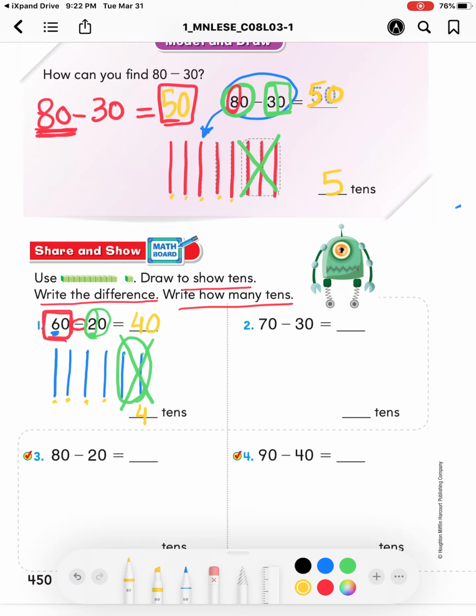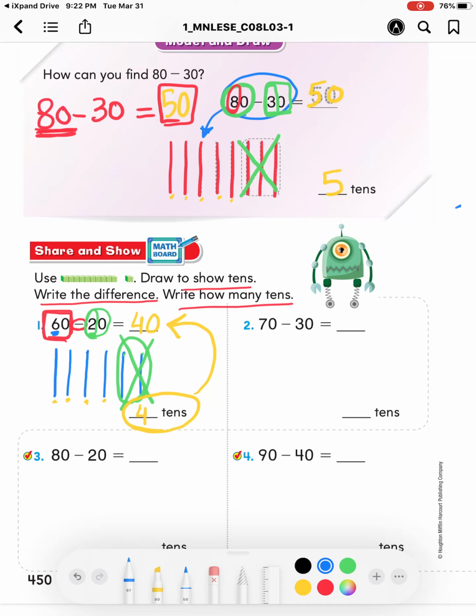Okay? Now I switched it. I make you write how many tens first, then you can write the difference, because it's much easier to count how many lines we have, so we know how many tens, because each line represents 1/10. Then we can write the difference easily, okay? So we are going to make the opposite. We will start with writing how many tens, then we write the difference, okay? Now let's do the next question.